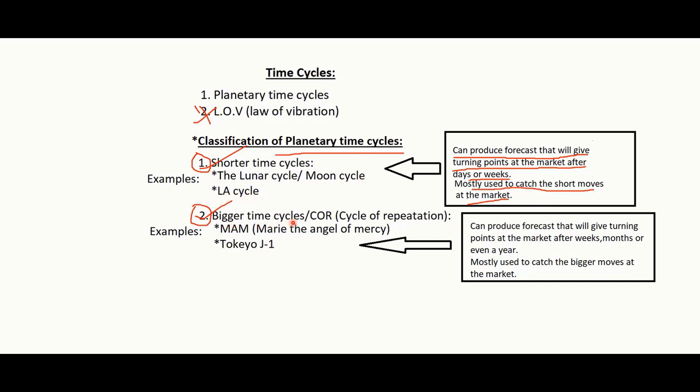Number two is bigger time cycles. Bigger time cycles can produce forecasts that will give turning points at the market after weeks, months, or even a year. Mostly, it's used to catch the bigger moves at the market. What are the examples? Ma'am, Marie the Angel of Mercy, Tokyo J1.